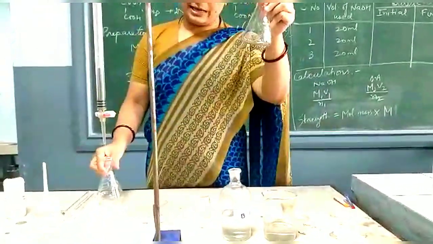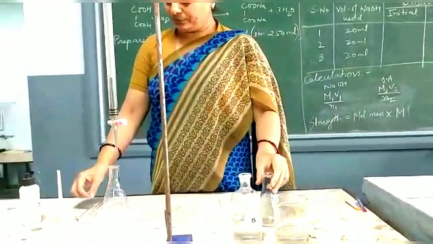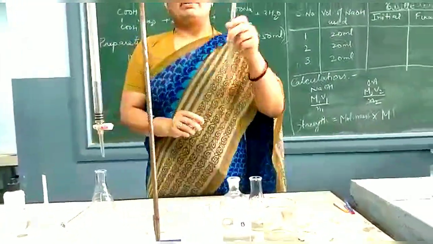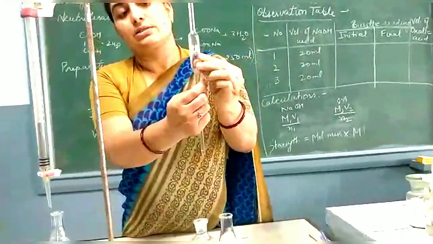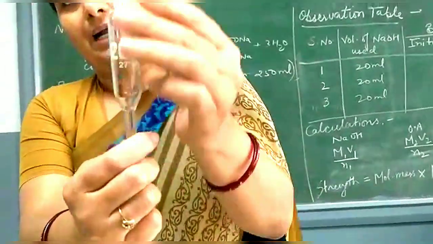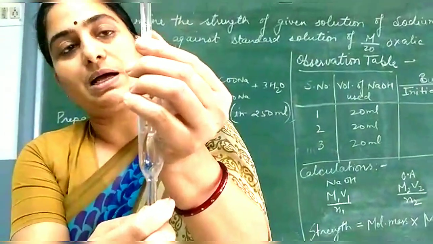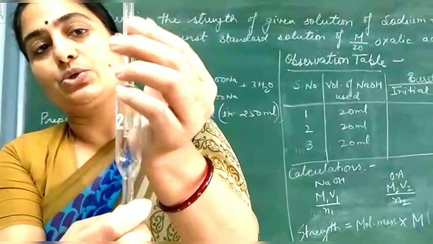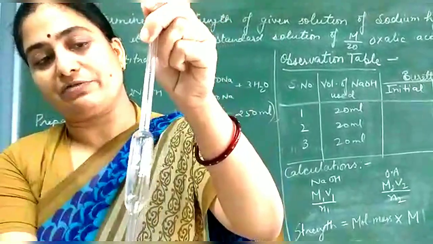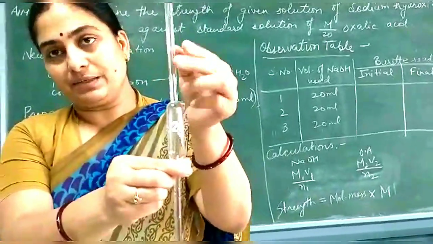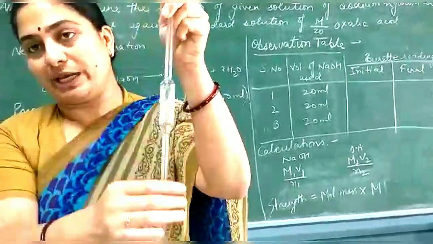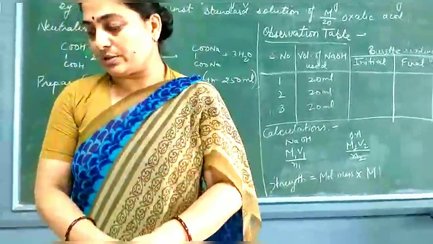These are conical flasks, having a conical shape. This is the pipette, which has a volume of 20 ml, and there is a mark on it. Can you see this mark? Once you start sucking the solution, you have to draw it up to this level. This level makes the solution 20 ml. I'll show you how to do this.